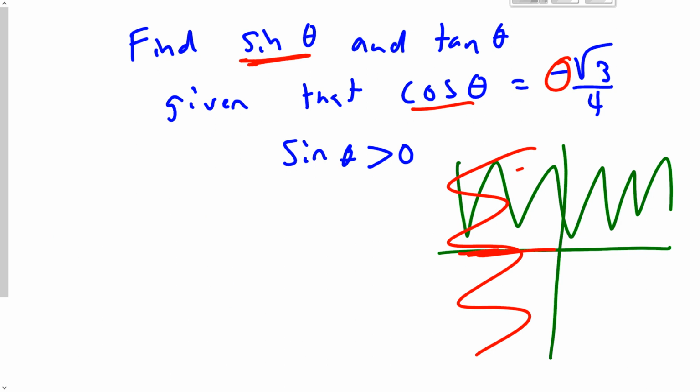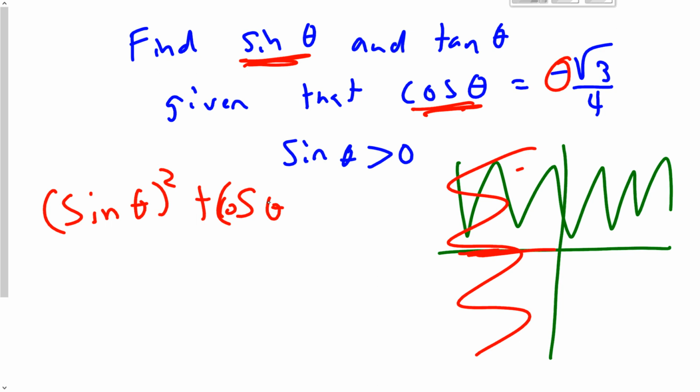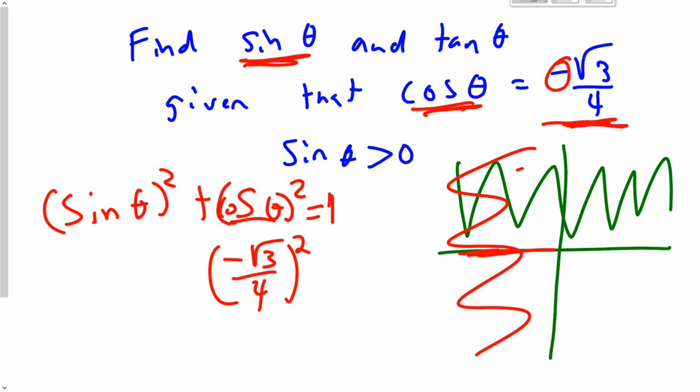Okay, so I want to find sine, and I'm given cosine. Well, which identity can we use? That identity is sine squared plus cosine squared equals 1. So I have my cosine, which is negative root 3 over 4, and I'm squaring that, right? Because cosine of theta is negative root 3 over 4. This is not my angle. Negative root 3 over 4 is not my angle. It's what cosine is.